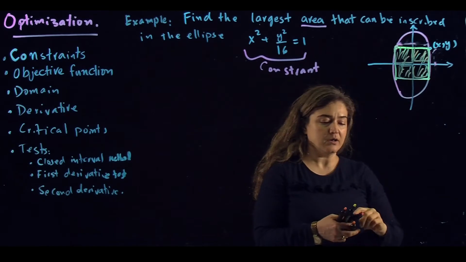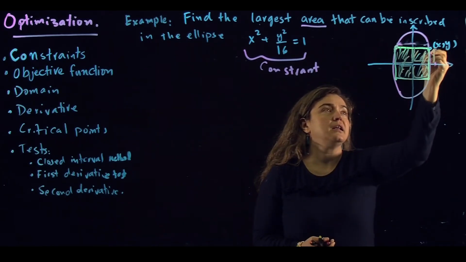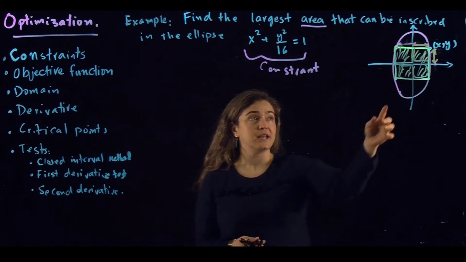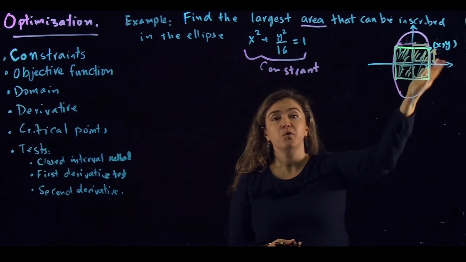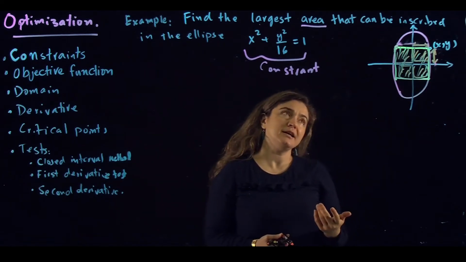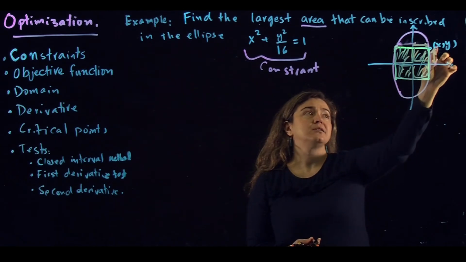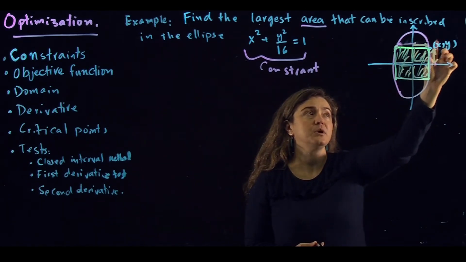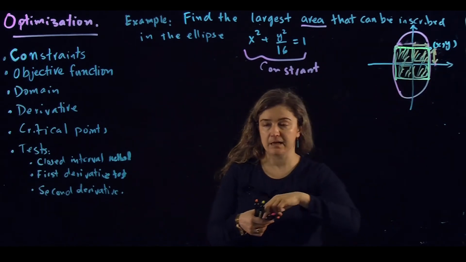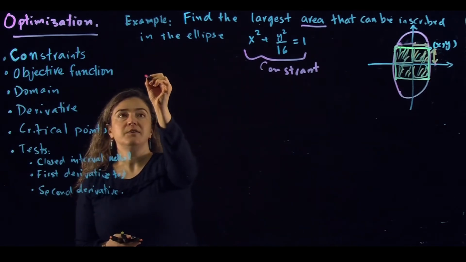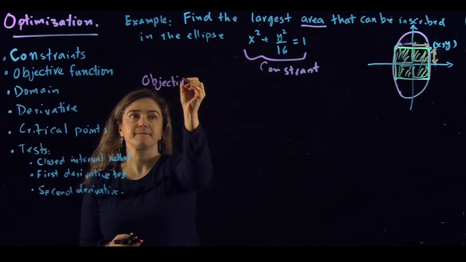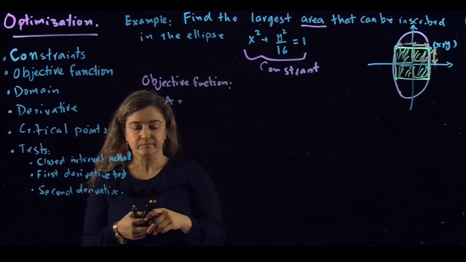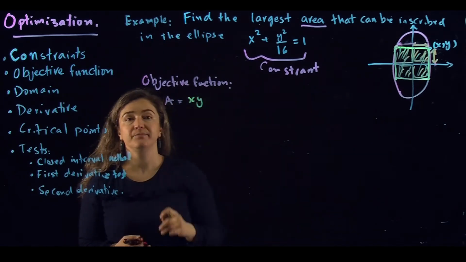This length times this length is going to give me the area for that one piece, and I multiply it by 4 and I get the area function. How do I find that? This one is the x value for the vertex that sits on the ellipse, and this other one is the y value for the same vertex. So the objective function is area equal to x times y.